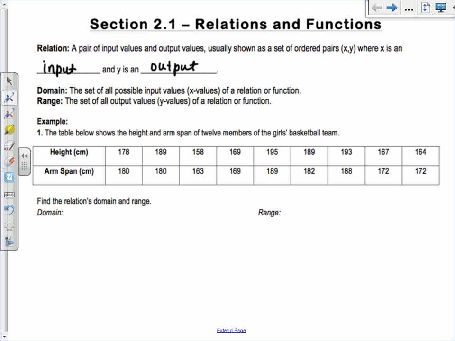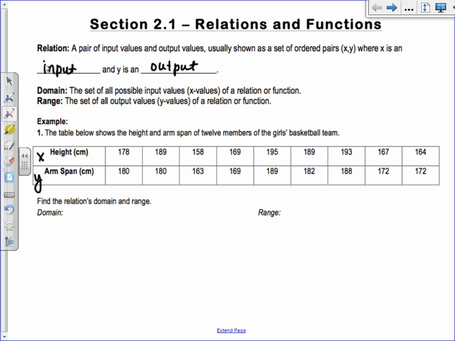The y values. All right, so we have a table that shows the height and arm span of 12 members of the girls' basketball team. I didn't really do this. I didn't go survey. All right, so x is going to be my height, y is going to be my arm span. All right, and it says list the domain and the range.